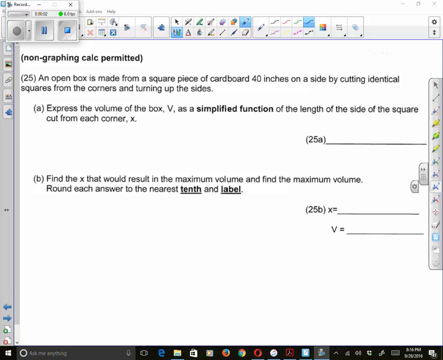An open box is made from a square piece of cardboard 40 inches on a side by cutting identical squares from the corners and turning up the sides. A. Express the volume of the box.